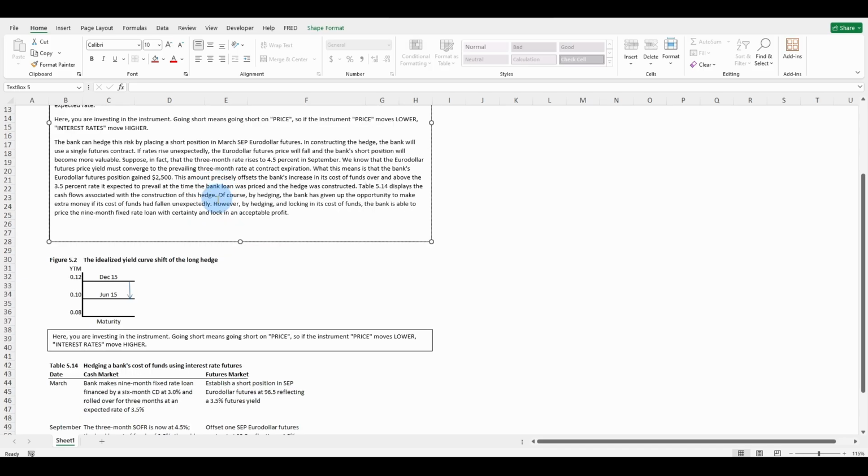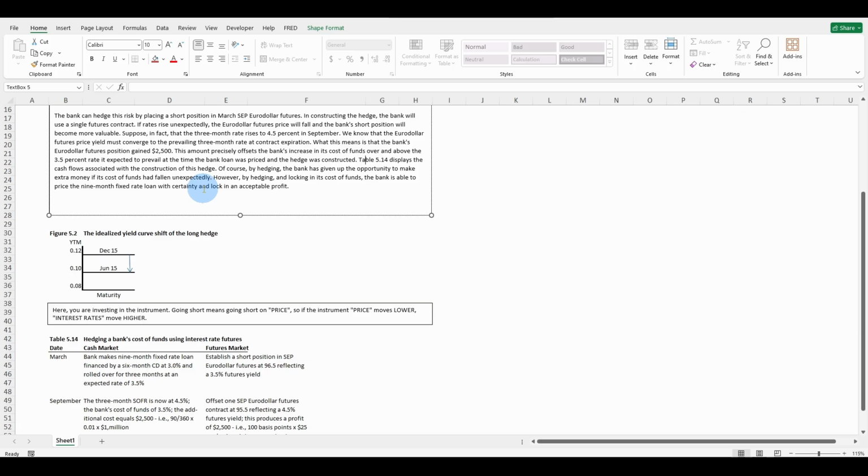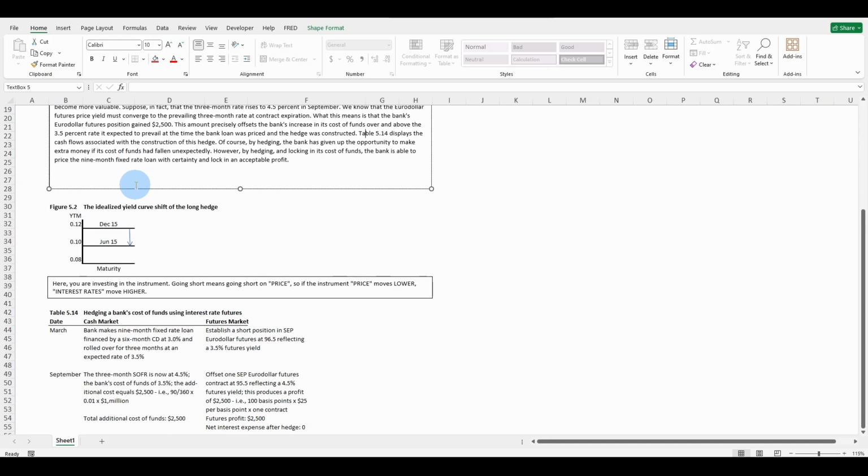Of course, by hedging, the bank has given up the opportunity to make extra money if its cost of funds had fallen unexpectedly. However, by hedging and locking in its cost of funds, the bank is able to price the 9-month fixed rate loan with certainty and lock in an acceptable profit.